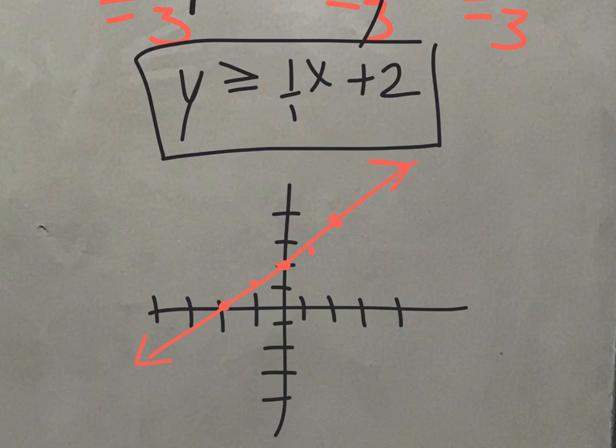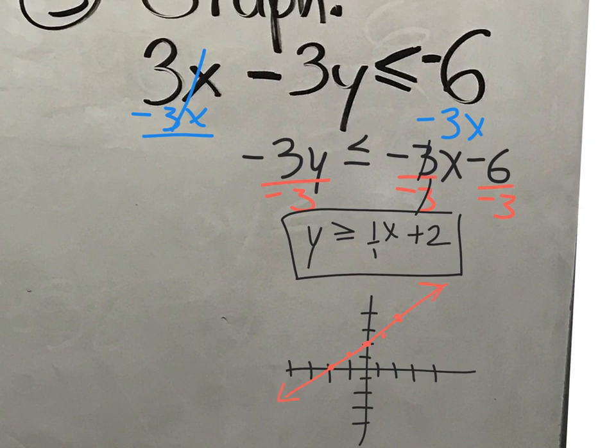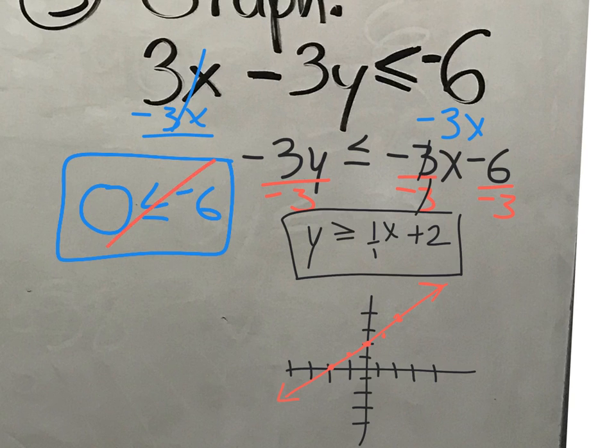It all depends where our answers are at. So if I test the point 0, 0, that's the easiest one to test. If it works, I shade in down here. If it doesn't work, I shade in up here. So let's go back to the original. And if I plug in a 0 for x and a 0 for y, it's going to say 3 times 0, that's 0. 3 times 0, that's 0. 0 take away 0, that's still 0. Is 0 less than or equal to negative 6? That is false.